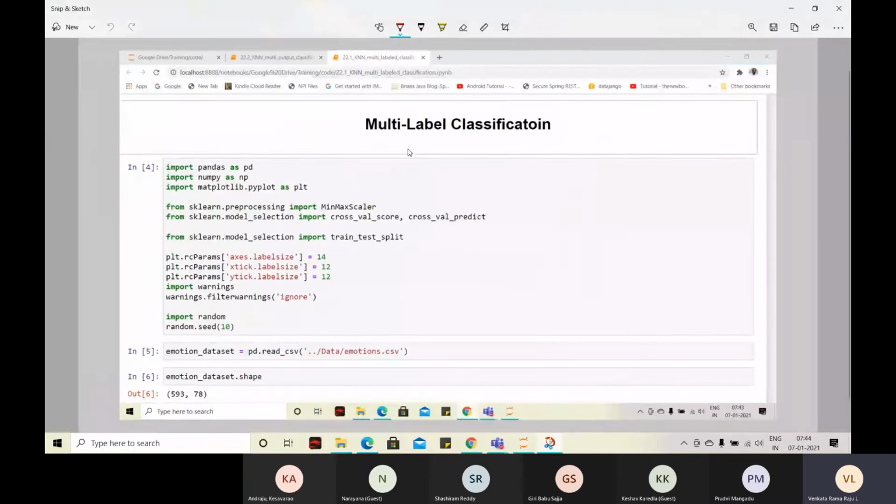Multi-label and multi-output classification variants are easy to perform in deep learning. I'll show you how to do that there, but understand the concept here. So we have seen two kinds of classification, binary and multi-class.